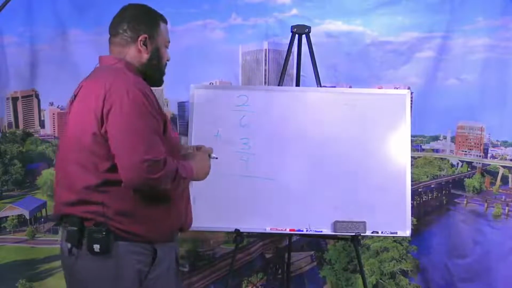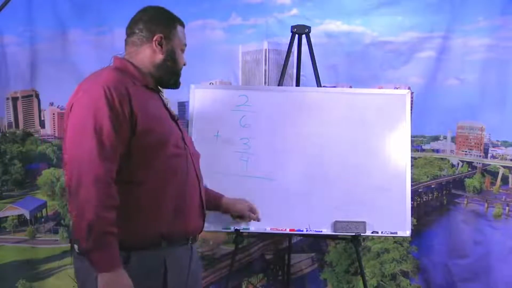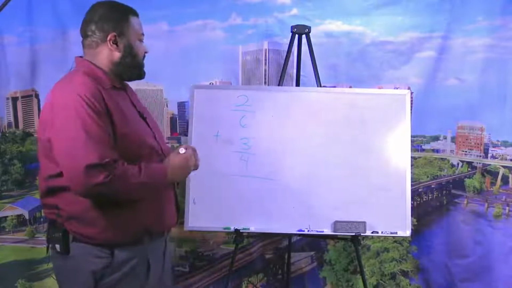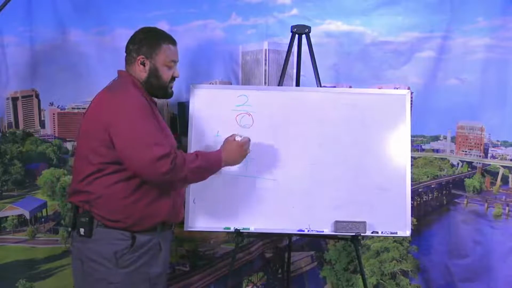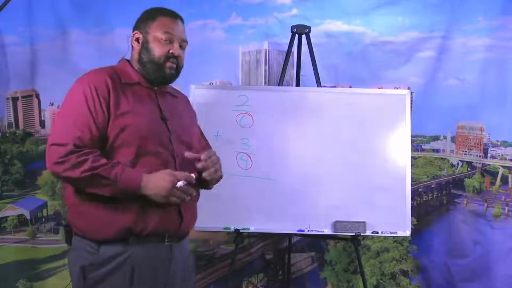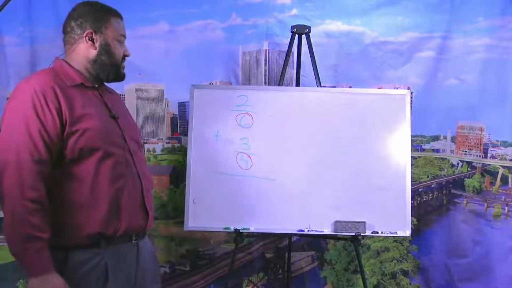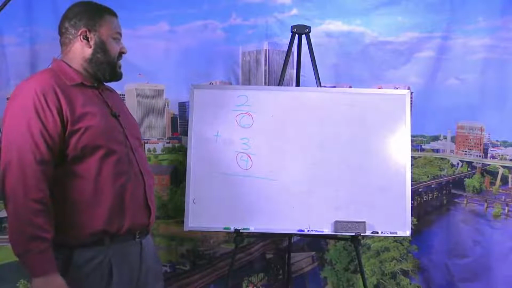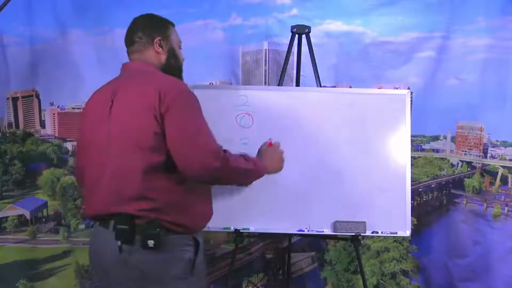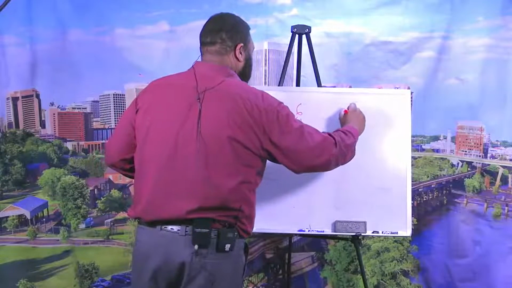All right, 2/6 plus 3/4. Write that on your paper for me, please. 2/6 plus 3/4. Okay? Once again, we're going to do our pick and choose charts for our 6s, and this time for our 4s.